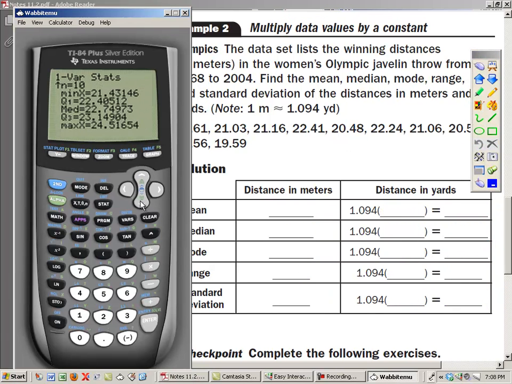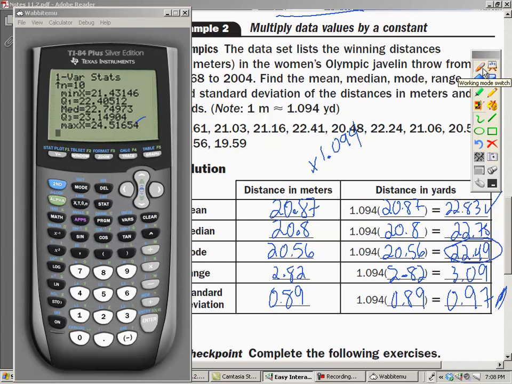We have to get our median, which is 22.74, and as you notice up here, we had 22.75, so pretty close there. And finally, to find the range, I'm not going to do 24.5 minus 21.4, but you're going to get something in the neighborhood of 3.1, which is pretty close to 3.09. Okay? All right, so that is the set of data.